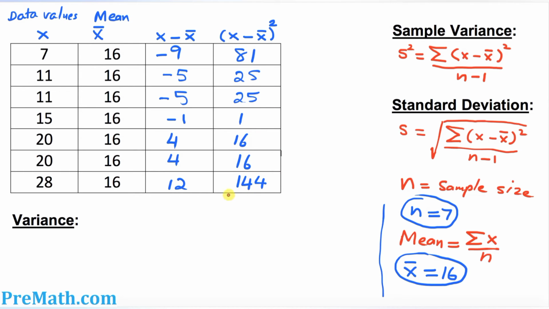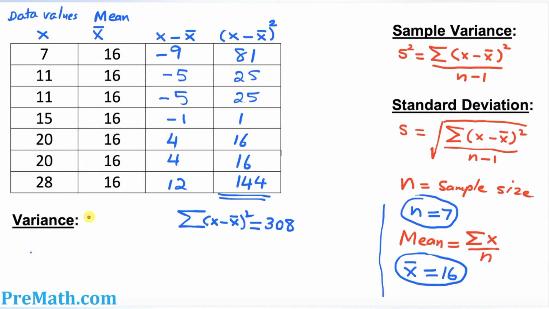We did this one. Now we're going to add these numbers up on this last column, and this we call the summation, sigma notation of x minus x bar squared. That means we are adding up all these. Sigma means simply add them up. Once we add these up, this turns out to be 308.